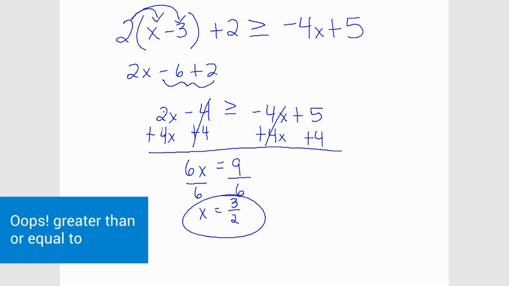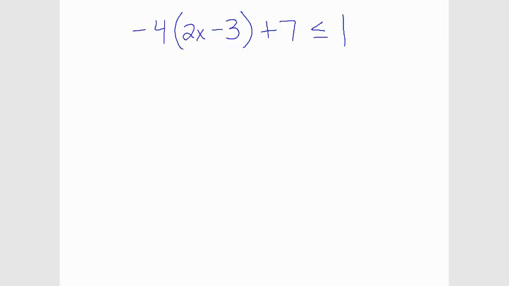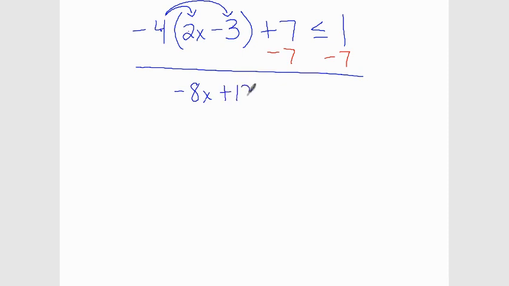Awesome. Let's go ahead and do our second problem today. Again, I'm going to start by distributing my negative 4. I'm also going to take the time to subtract this 7. Okay. We get negative 4 times 2 is negative 8x. Negative 4 times a negative 3, that would be a positive 12. And then 1 minus 7 is negative 6, so less than or equal to negative 6.